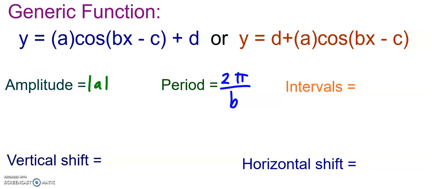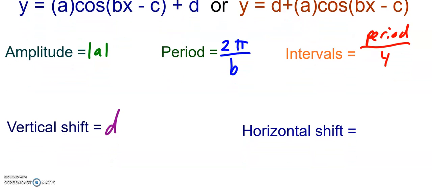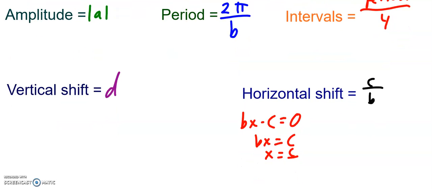The intervals are the period divided by 4. The vertical shift is d, and the horizontal shift is c over b. But remember, we get that by saying bx minus c equals 0, bx equals c, so then x equals c over b. And that's where this is coming from. So those are our details for the cosine function.